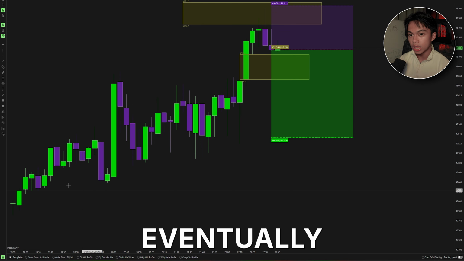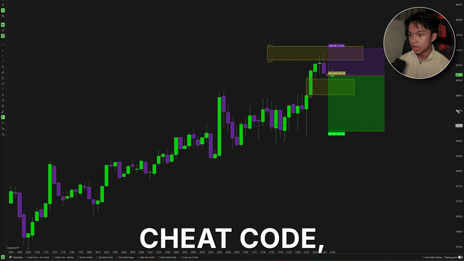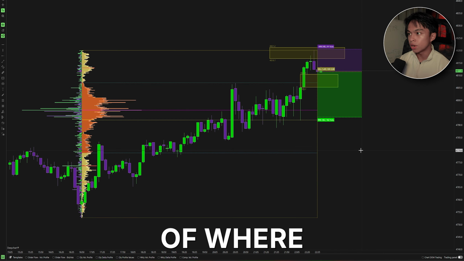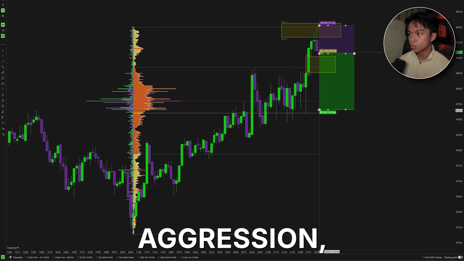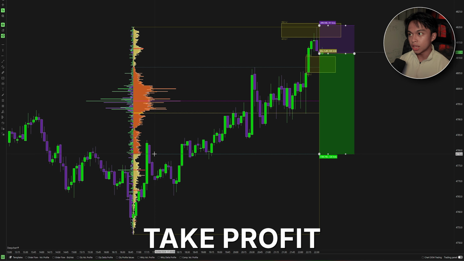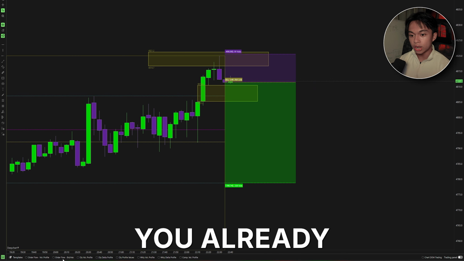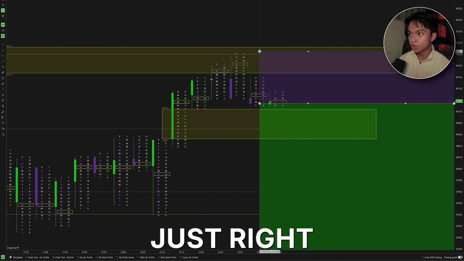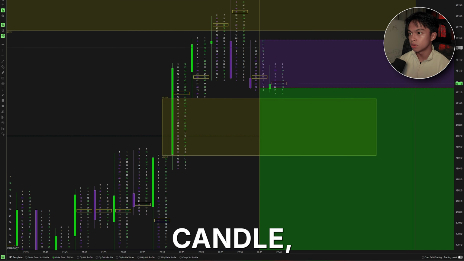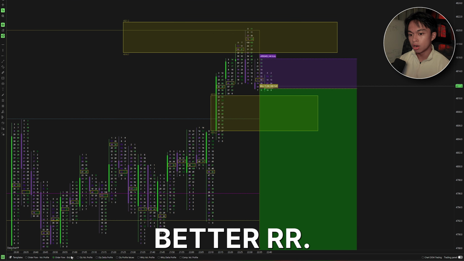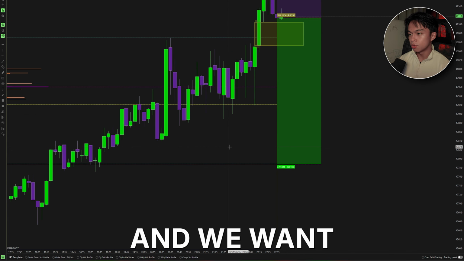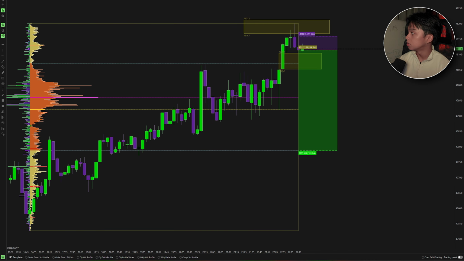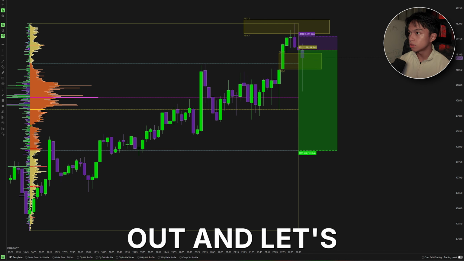Or you can eventually activate another cheat code, which is the volume profiling. Something like this. So you get to have an idea of where the POC or the maximum aggression is, which is your first take profit right here, your main take profit right here. Or since you already have your x-ray vision, you can turn on your bid and ask, and you want to be putting your stop loss just right above this aggression candle, which gives you a much better RR. So let's turn this off, and we want to be taking our exit down to this value area low. So let's try to play this out and let's see what happens.